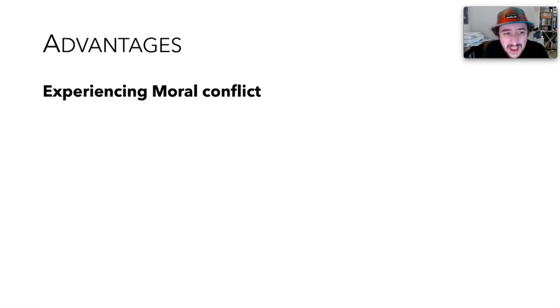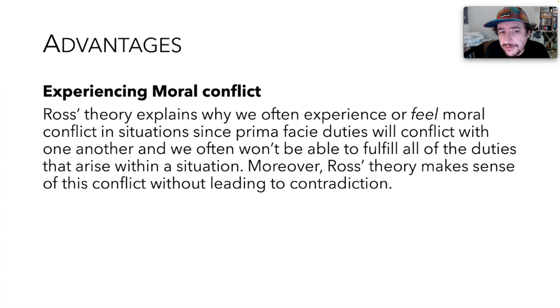Ross's theory also seems to have some advantage when we consider our experience of moral conflict. Ross's theory explains why we often feel like we are pulled in multiple directions and we won't be able to fulfill all of the duties that arise within that situation. That is, oftentimes when we try to make a decision, we feel some things point us one way, we feel some things point another. This makes sense on Ross's theory because there really are multiple considerations that pull us in different directions. And Ross's theory accommodates that feeling without leading to a contradiction because none of those considerations are absolute rules. They are all prima facie duties.